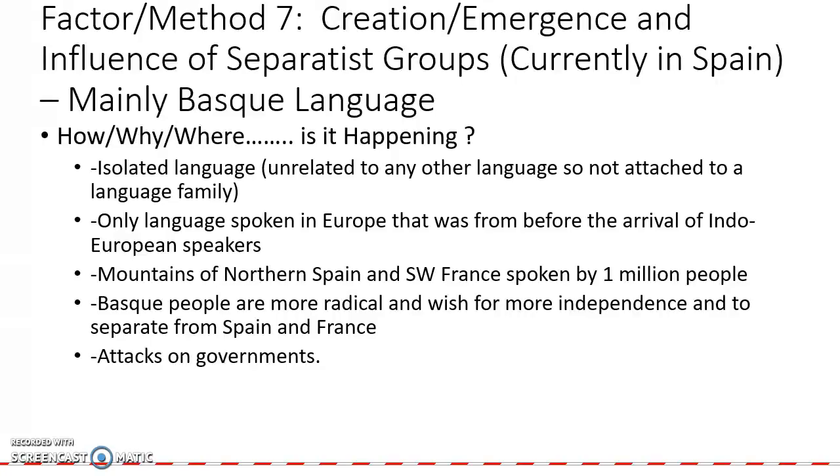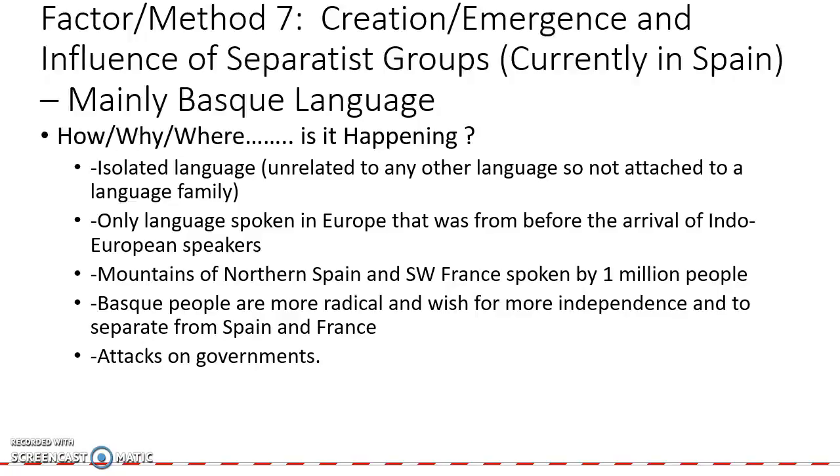And so the reason why this is happening is because Basque, the language, developed as an isolated language, meaning that it's unrelated to any other language. So it's not attached to a language family or a language tree. And it's the only language spoken in Europe that was from before the arrival of the Indo-European speakers. So this is before the superfamily even is the Basque. They live in the mountains of northern Spain and southwest France, and it's spoken by 1 million people, so it is thriving. The Basque people are more radical and they wish for more independence and to separate from France and Spain. They actually act out against the government.